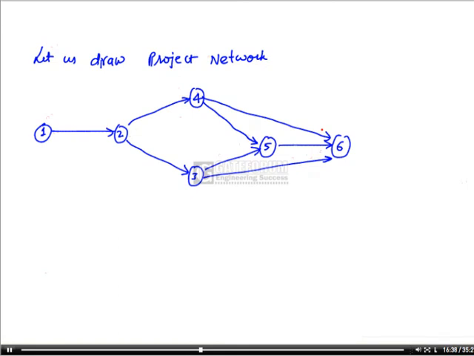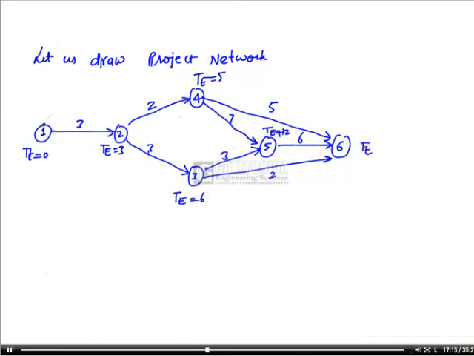Now average duration of the activities is given. So this is 3, this is 2, this is 3, this is 3, this is 7, this is 5, this is 6, this is 2. So let us draw. First we will take t as 0. This t will be 0 plus 3. This will be 3 plus 2, 5. This will be 3 plus 3, 6. Here it will be maximum. So 5 plus 7 is 12 and 6 plus 3 is 9. So we'll take maximum. This is 12.